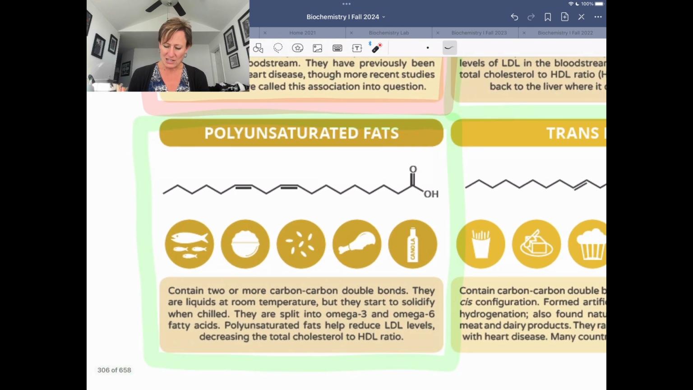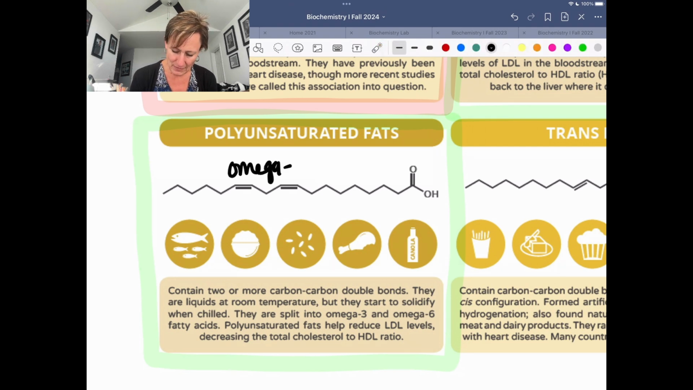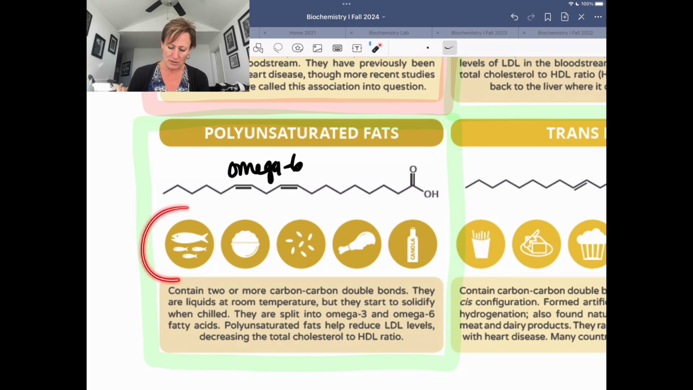Coming over here to polyunsaturated fats, hopefully you'll recognize this. You'll see that this is an omega-6 fatty acid. These, again, are some of our seed oils. So we're going to see these as canola oils and so forth. When we talk about our omega-3s, we're going to see those in our fatty fish like salmon and so forth. Again, containing 2 or more carbon double bonds, liquids at room temperature, but again, they can start to solidify when chilled. We've got omega-3 and omega-6 fatty acids.